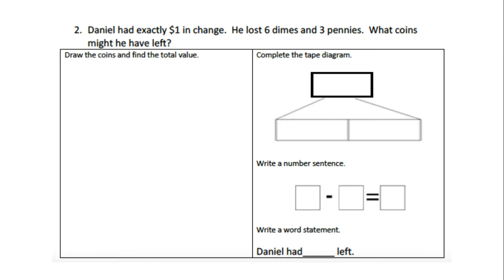Number 2. Daniel had exactly $1 in change. He lost 6 dimes and 3 pennies. What coins might he have left? So I'm looking. I can either draw the coins on the left side or I can start with the tape diagram. When I look at this word problem, I'm already noticing one whole and one part that they've listed out for me. Do you guys see where the whole is, the biggest number?